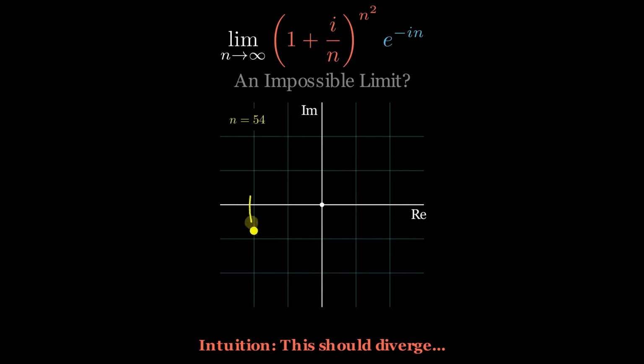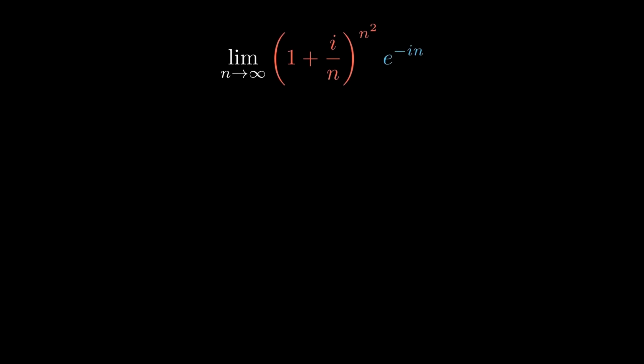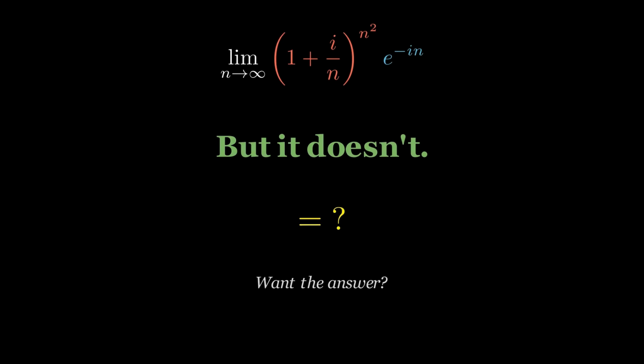There's an n squared in the exponent, and complex numbers love to spin, so you'd expect the values to swirl around the complex plane, maybe blow up, maybe never settle. But here's the twist. It does settle. Not to zero, not to infinity, to a clean constant. So what is it? Let's find out.